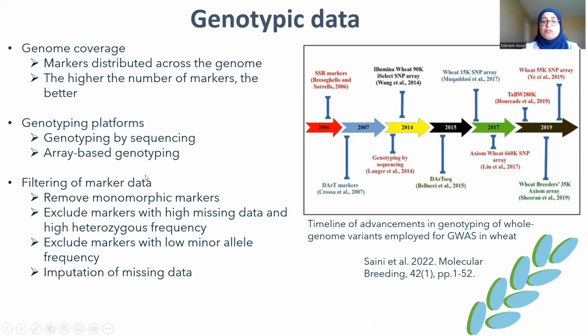The marker data should be filtered by removing monomorphic markers. Also, markers with high missing data and high heterozygosity levels should be removed from the analysis. We need to exclude markers with low minor allele frequency because those can cause false positives later in the GWAS. And for some software, missing data is not allowed, so that's why imputation of missing data can be done using different software.